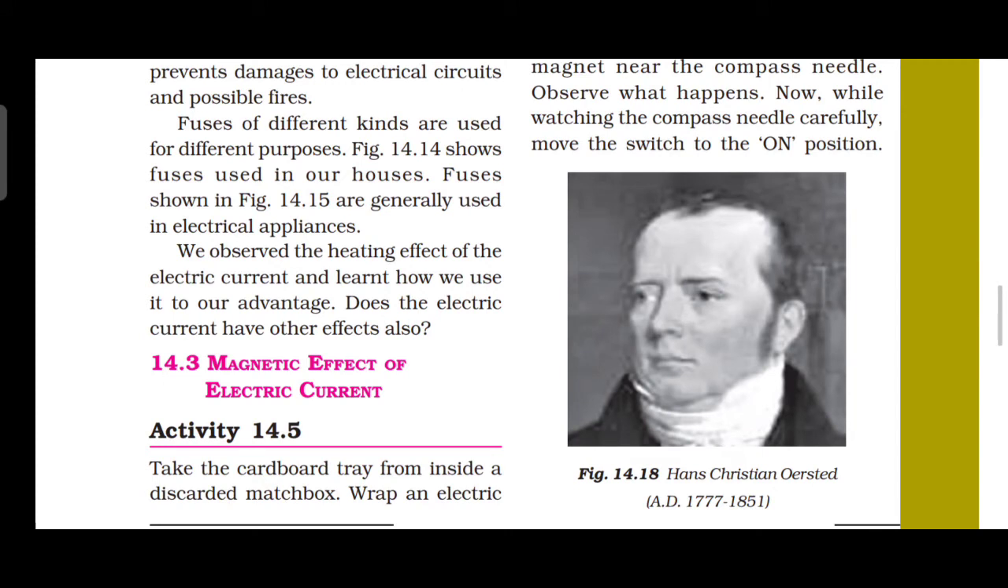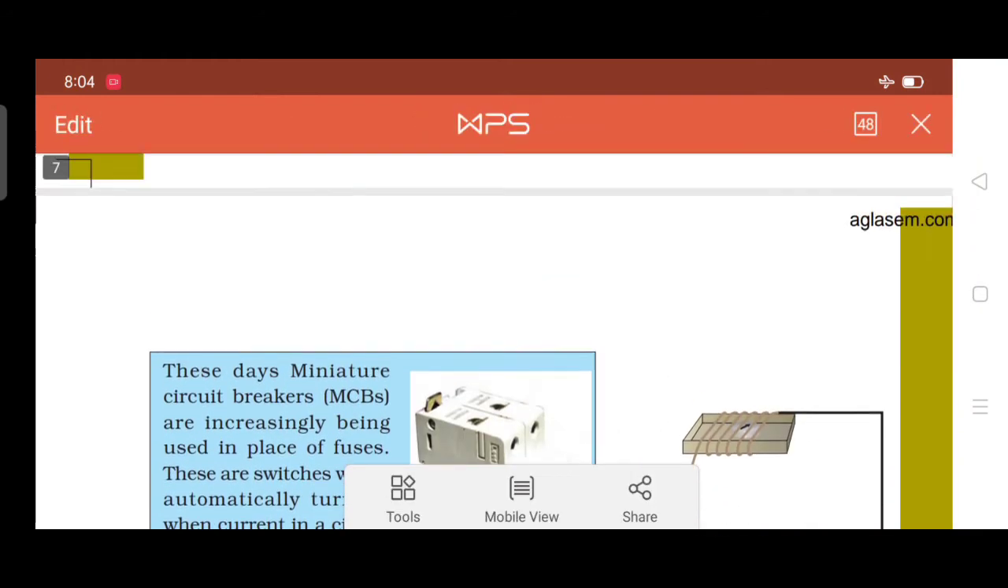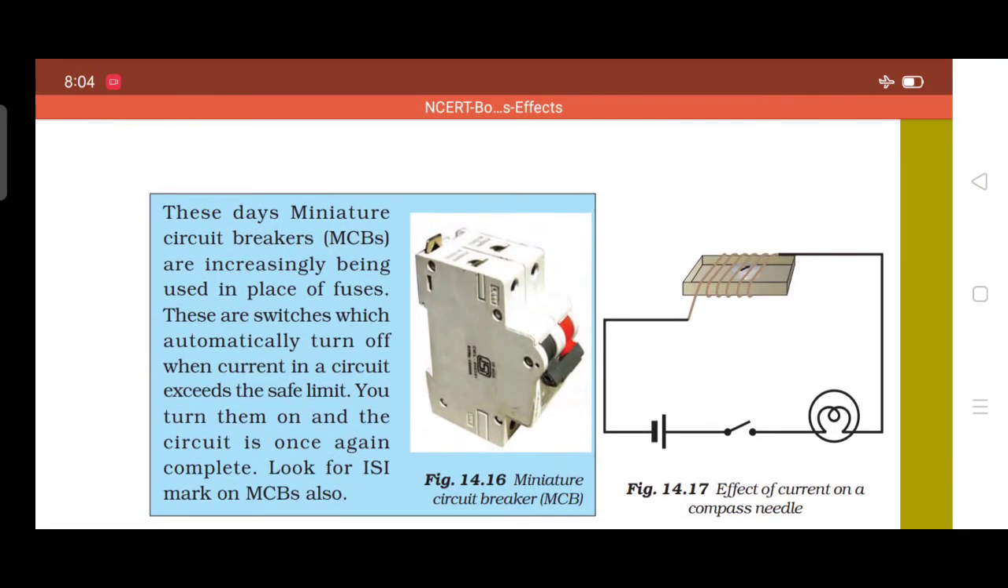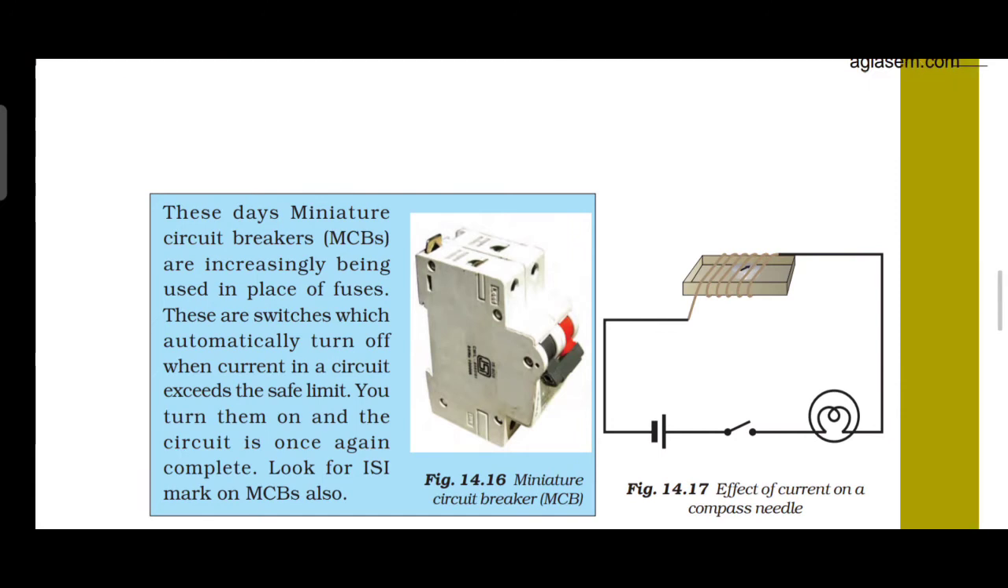Here also there is an activity. First we want to take what? A cardboard tray, and inside it a discarded matchbox. See the picture. They have used a cardboard tray and inside they have used what? A discarded matchbox. Then wrap an electric wire a few times around the cardboard tray. See the picture? They have wrapped the electric wire around the cardboard tray.